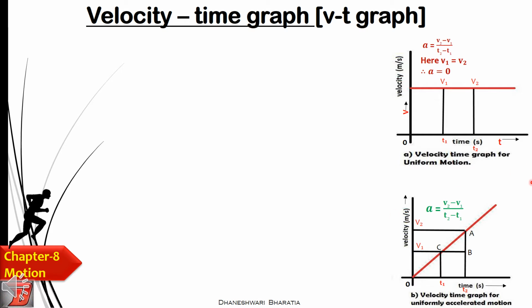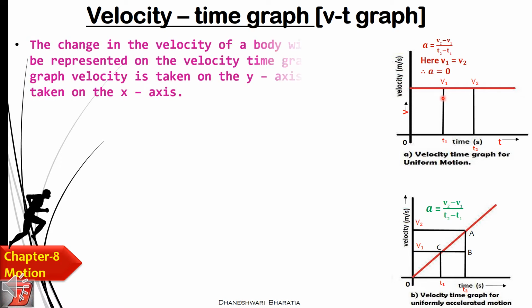Whereas here in the case of the second one, at t1 time the velocity is v1, at t2 time the velocity is v2. So here the velocity is changing at regular intervals. That is why it is known as uniformly accelerated motion. This is also uniform motion, but the body is at rest. Are you able to understand?